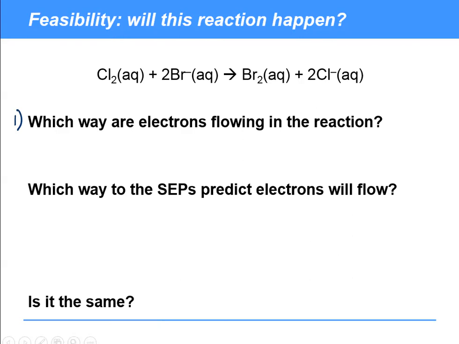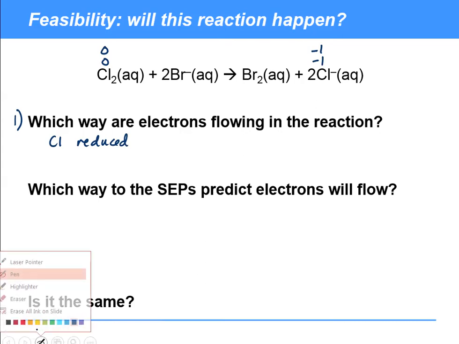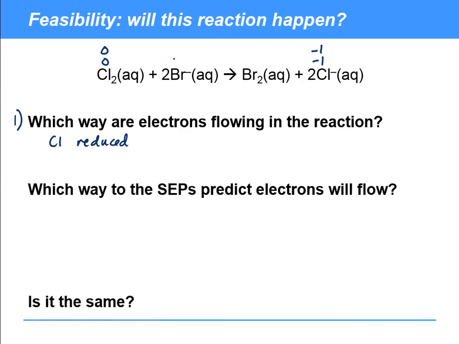So first thing is to work out which way the electrons are actually flowing in the reaction. And in order to do that, we use oxidation numbers. So for chlorine, it starts off at oxidation number 0, ends up at -1. So we've essentially got here that chlorine has been reduced. Bromine, therefore, must have been oxidized. We can see that from the oxidation numbers going from -1 to 0. So bromine has been oxidized. If you aren't sure about oxidation numbers, it would be good to have a look at them because they're essential for what's going to come after this. So chlorine reduced, bromine oxidized.